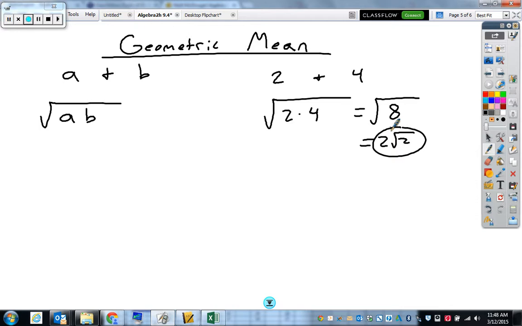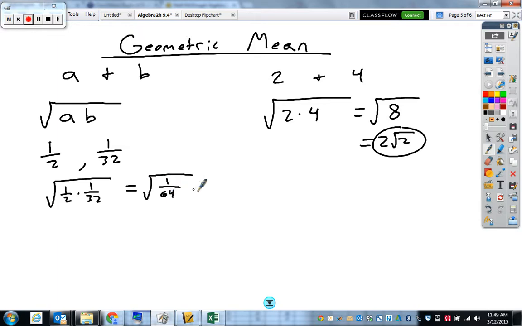Okay? So that's how I find the geometric mean. If I have a fraction, so let's say I have 1/2 and 1 over 32, the square root of 1/2 times 1 over 32 equals the square root of 1 over 64. The square root of 1 is just 1, and the square root of 64 is 8, so the answer is 1/8. So I just do a square root of the two numbers multiplied together. That's how I find the geometric mean.